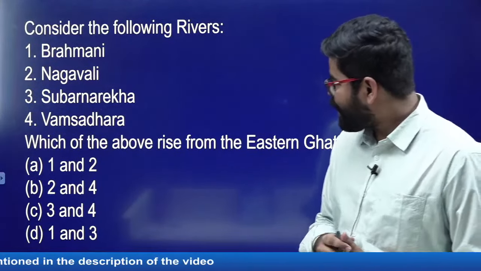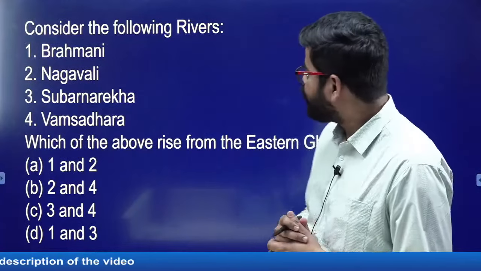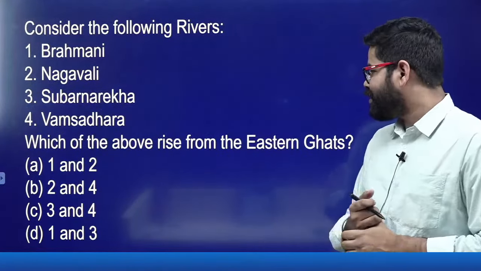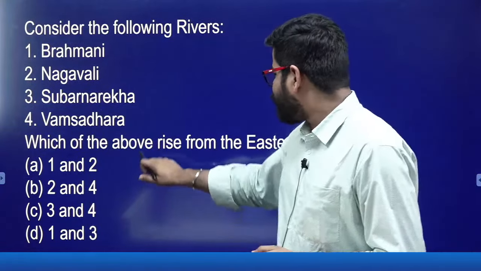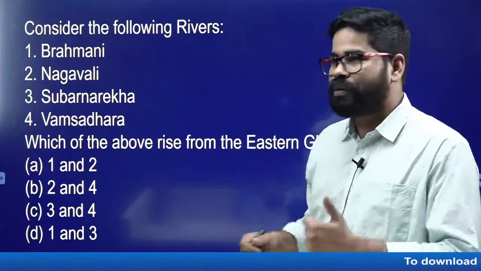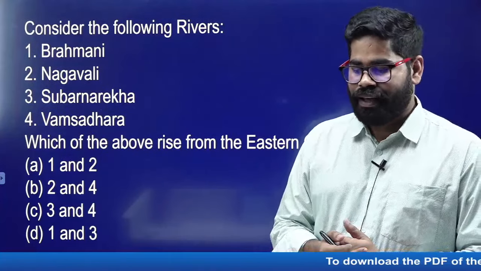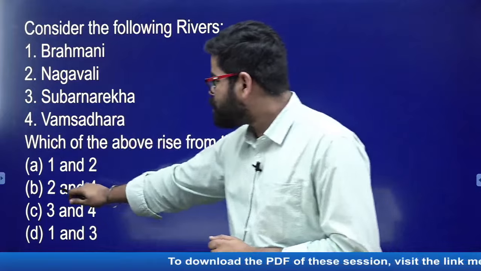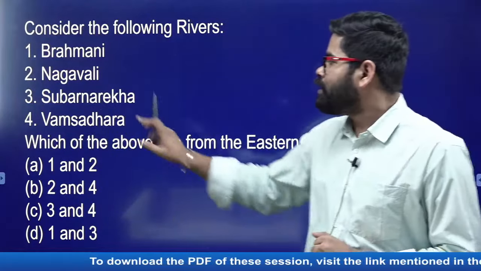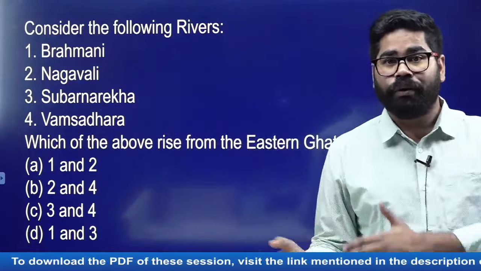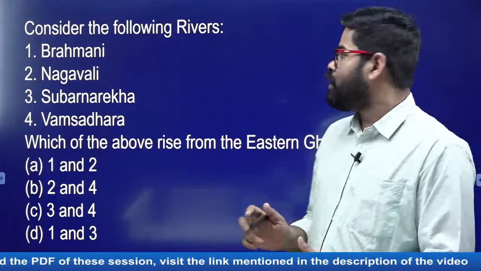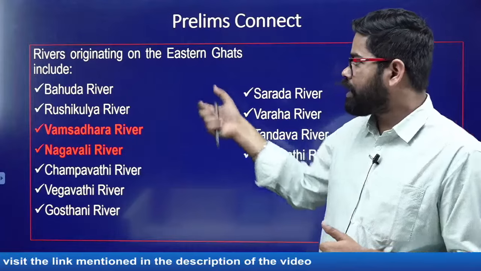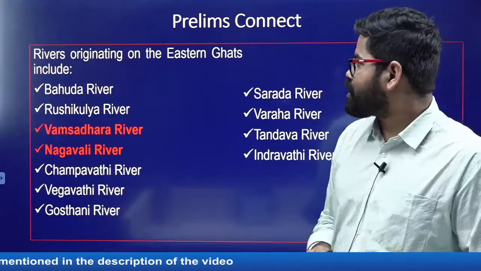I've got one answer as D, 1 and 3, Brahmani and Subarnarekha. See, here the question is saying which of the above rise from the Eastern Ghat. Okay, and the answer here would be 2 and 4 only, that is B would be the correct answer. These two are the rivers which are rising or originating from the Eastern Ghat. Okay, see this, there is a list of the rivers which are originating from the Eastern Ghat.